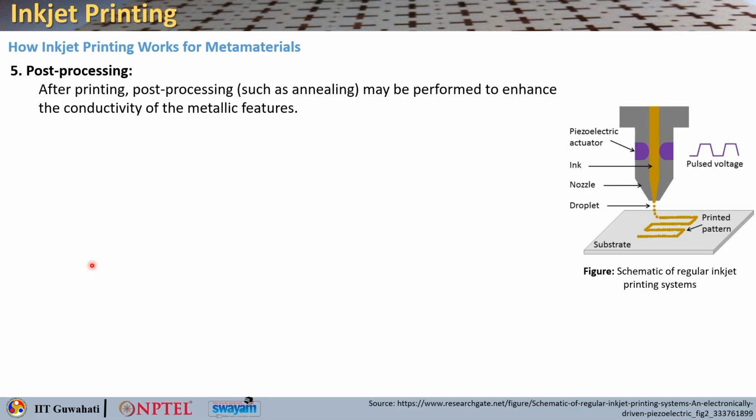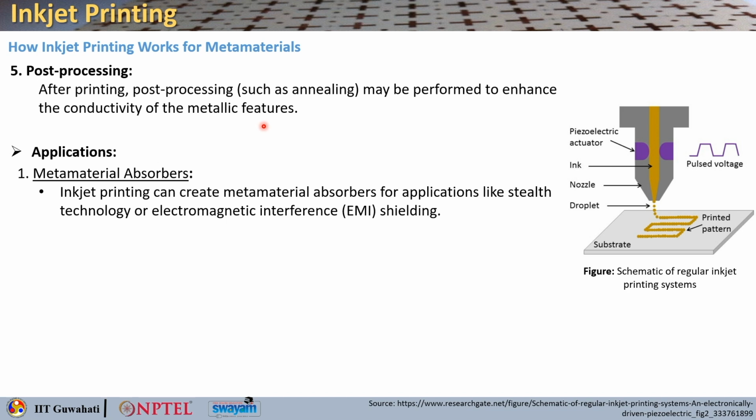Next, after printing is done, you have to post process it, that is you have to do annealing to enhance the conductivity of the metallic features. So, that is how you do the printing of the metamaterials.